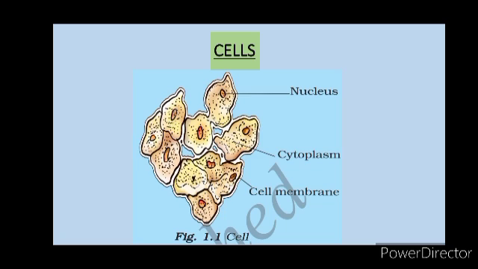So in a cell there are three main important parts: nucleus, cytoplasm and cell membrane. The nucleus is located in the center and is a spherical structure. The nucleus is surrounded by a jelly like substance called cytoplasm, and the cell is enclosed by a thin outer boundary called the cell membrane.